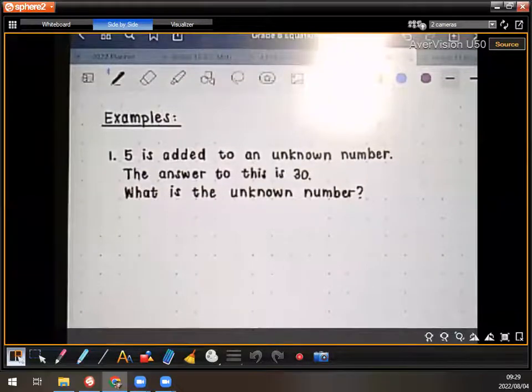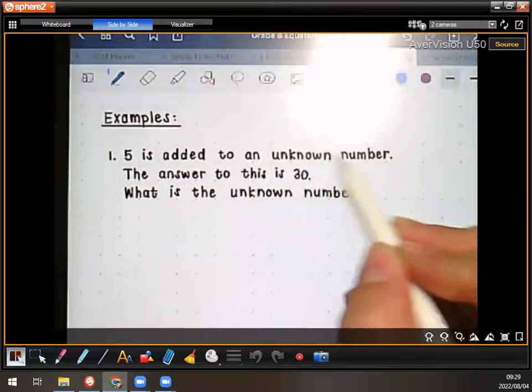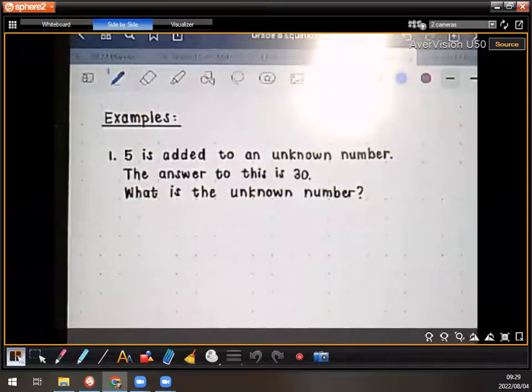Okay, solve: five is added to an unknown number. Now, guys, we're saying what is the unknown number, right? We can do the guess and check, but what if they say, write an equation to find the unknown number? First, before you get started, let's choose a letter, a variable, to represent the unknown number. Can we go with X?